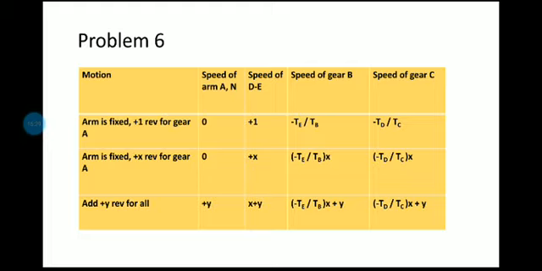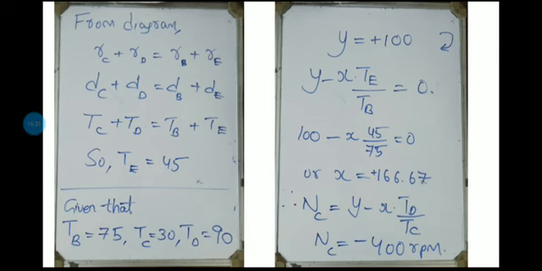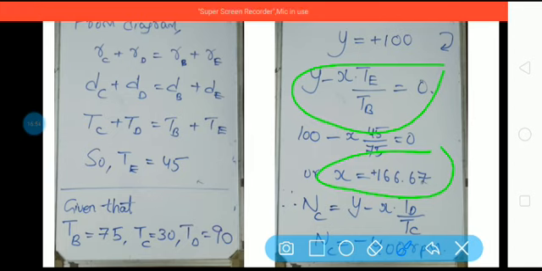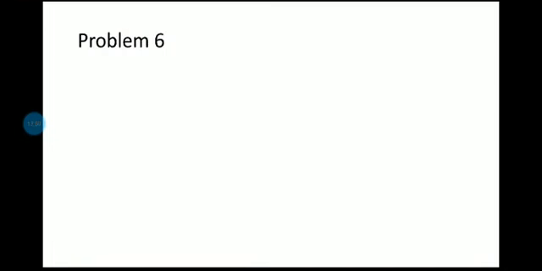That is Y minus X into TE by TB equal to 0. So TE and TB are known. So from that expression you can find X, because Y is already known, 100. So you substitute the Y value and substitute the TE and TB values. So you will get X as 166.67. So once you obtain X, you can find the speed of C. That's the question. So NC, we have the expression for NC here.